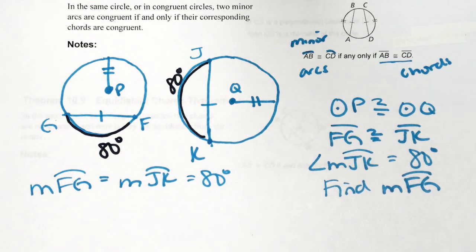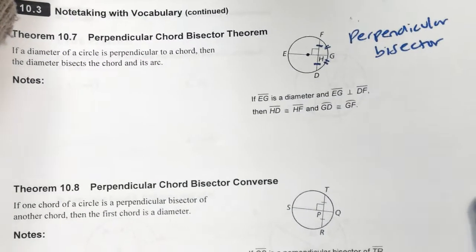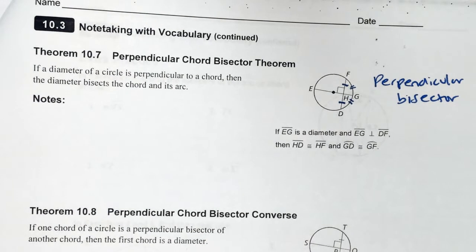So that's just one example, and note you can always pause at any time in order to write what you need to. But I'm going to continue on to the next page. Our next theorem is the perpendicular chord bisector theorem.